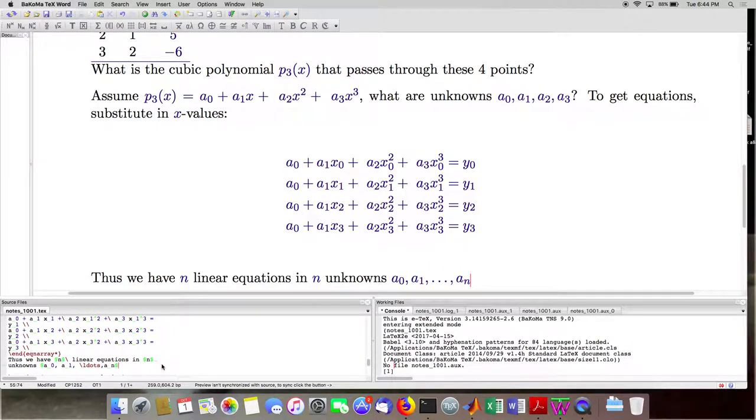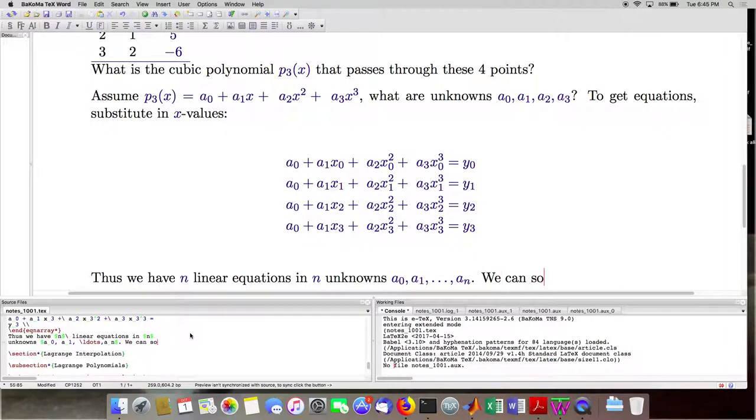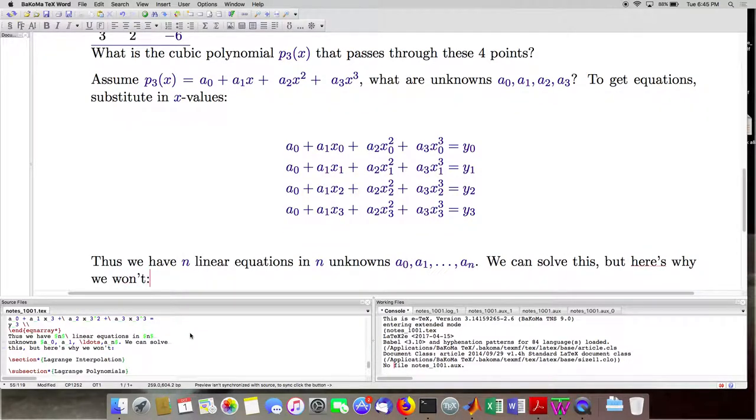So you might think, oh, okay, let's just go ahead and solve the system of equations, and then we're done. We have our polynomial, and that's the end of a chapter. If this was a class where everything was worked out on paper, maybe we'd go with that. But this is where a computer's doing the work. So, no, that's not where we stop, because it's actually not the best method. It's not the most practical method. We can solve this, but here's why we won't. There are two reasons in particular.